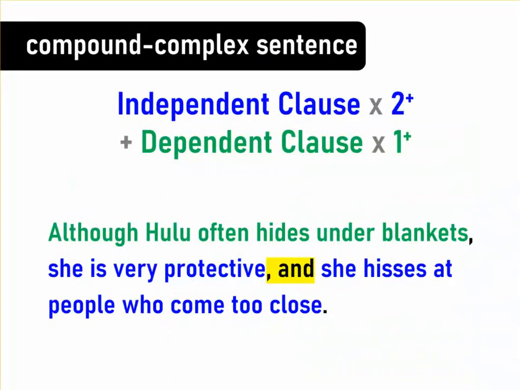If you want to show what a sophisticated writer you are, you can use compound complex sentences. These are sentences that include at least two independent clauses and at least one dependent clause. Here's an example. Although Hulu often hides under blankets, she is very protective, and she hisses at people who come too close.